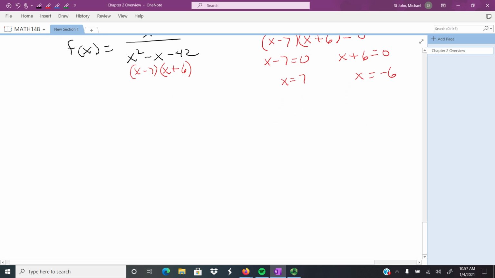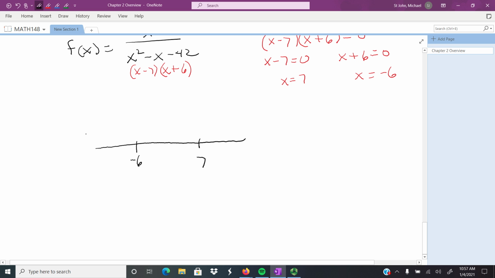So what happens to my function then? So let's look at what would happen here. So we're going to make a little chart. So we're going to put in, this is going to be negative 6. And this is going to be 7.